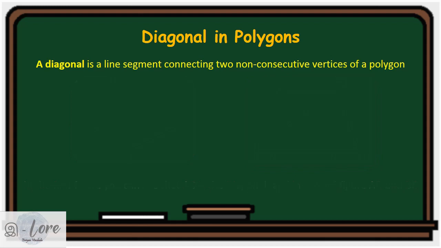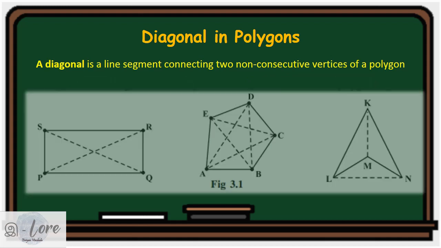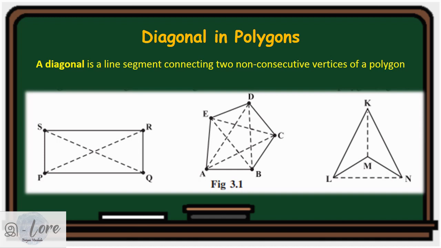You have to find the name of the polygon in the given figure. The first figure is PQRS, where PR and SQ are joined. You have to find the diagonals of the polygon in this figure. Yes, PR and SQ are the diagonals. There are two diagonals in this figure. In the second figure, ABCDE, AC, AD, BE, BD and EC are the five diagonals. The third figure has K, L, M and N. KM and LN are the two diagonals.